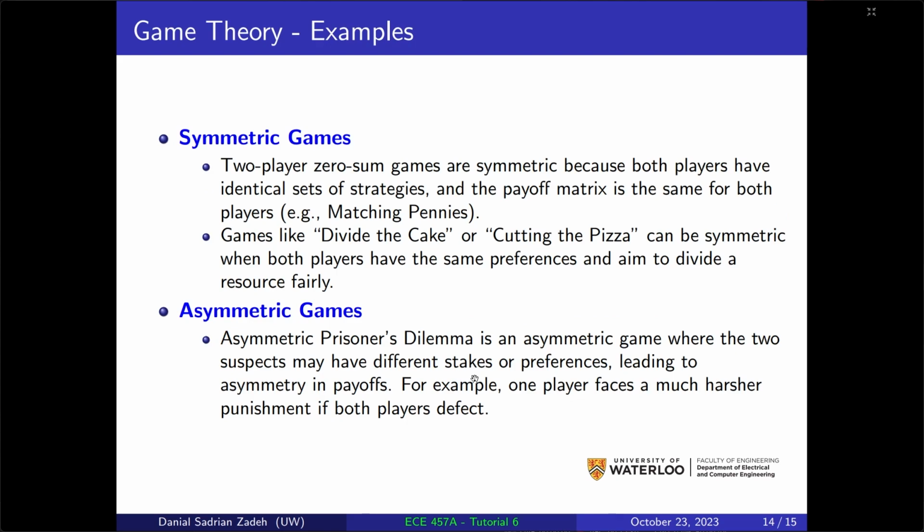Okay, we have symmetric games and asymmetric games. Symmetric games, like two-player zero-sum games, are symmetric. So a game can be zero-sum as well as symmetric. So the game has two types. Two-player zero-sum games are symmetric because both players have identical sets of strategies and the payoff matrix is the same for both players, like matching pennies. So matching pennies is a symmetric two-player zero-sum game.